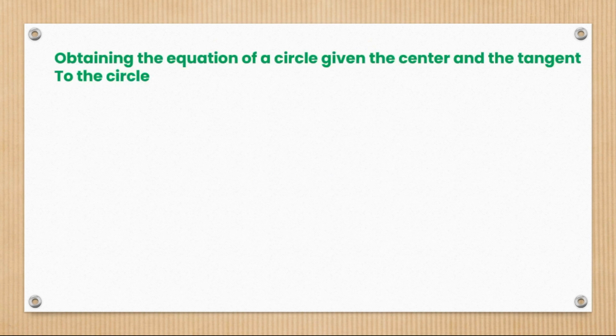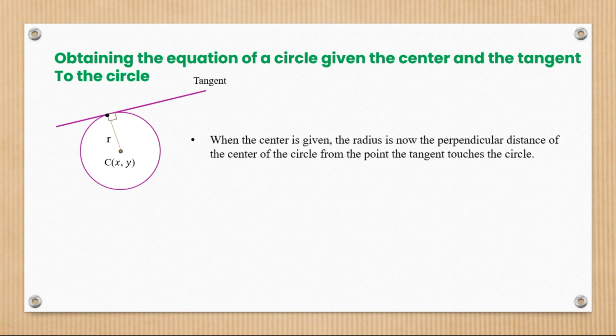Alright, so next we'll look at how to obtain the equation of a circle given the center and the tangent to the circle. So this is different. So now we don't know the point at which the tangent touches the circle, but we now know the center. So now this is what we have. So R is there, and then the equation of the tangent is given, and then the center is known.